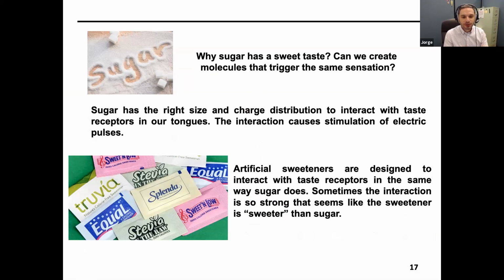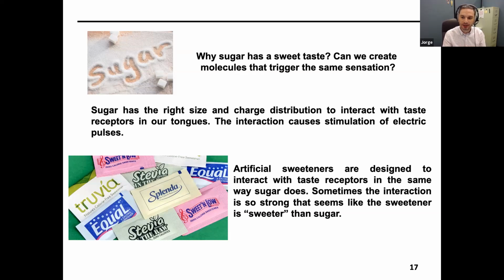Okay, so let's answer a couple more questions that were asked at the beginning of the chapter. Why sugar has a sweet taste, and can we create molecules that trigger the same sensation? Sugar has the right size and charge distribution to interact with taste receptors in our tongues, okay? So the sugar molecule has the right shape to interact with those receptors. The interaction causes stimulation of electric pulses that will trigger the sweet sensation.